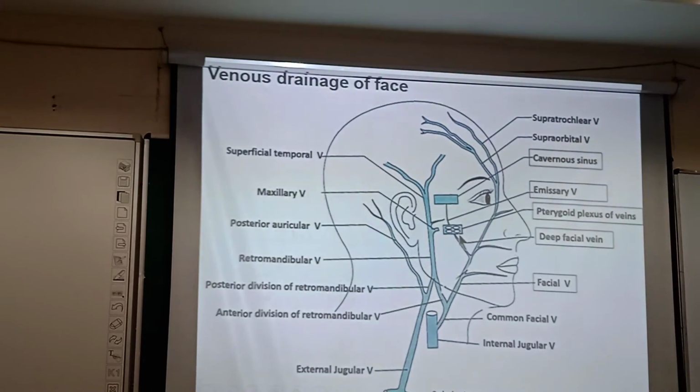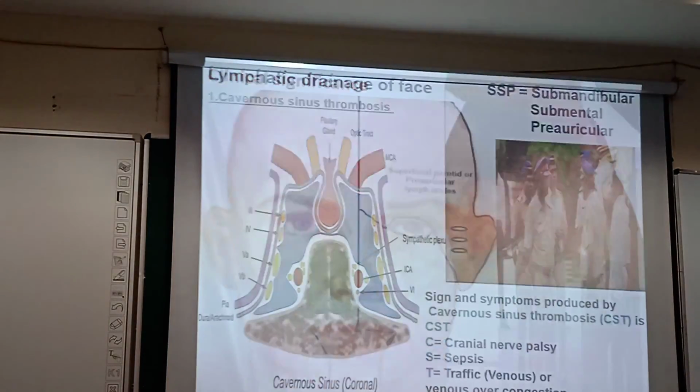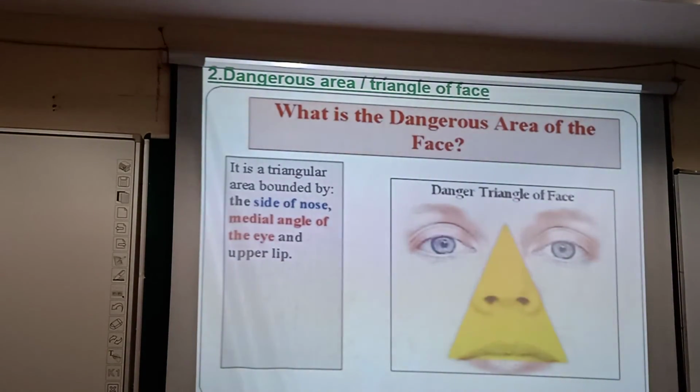Through the deep facial vein it is connected to the pterygoid plexus of veins, and through the emissary vein it is connected to the cavernous sinus. And at this region, this is the angular vein, and through the superior ophthalmic vein again it is connected to the cavernous sinus. So from here to here, this much is very prone, if there is staphylococcal and streptococcal infection of the skin, it will travel to the cavernous sinus. These septic emboli go to the cavernous sinus, leading to embolus formation at those sites.